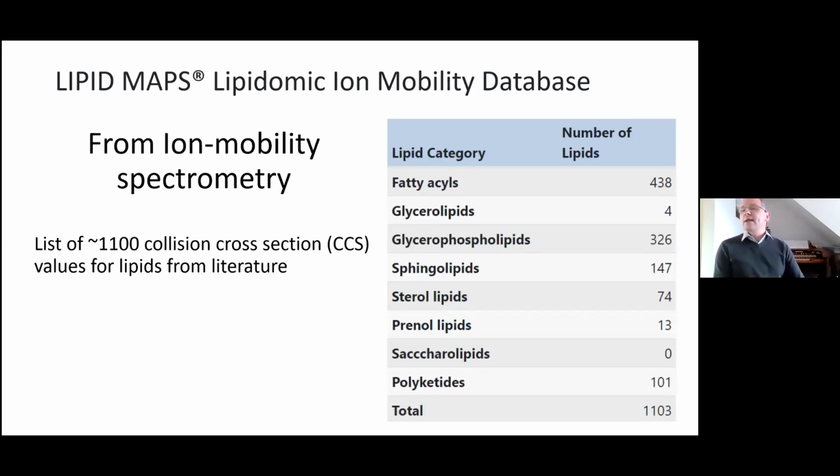And this is essentially a list of around 1100 CCS values from the literature for lipid species. And it's a database that's suffered from maybe a lack of love recently, and there's a lot more information that we could add to that, which I'll be looking at over the next few months to see how many more CCS values we might add to it.